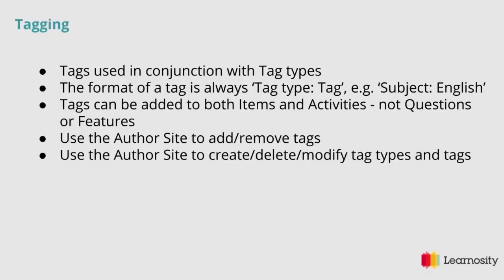So in Learnosity, we always use tags in the form of tag type and tag. So for example, you wouldn't just have English attached to an item as a tag, you'd have subject English. Subject is the tag type and English would be the tag. And as I mentioned, tags can be added to items, but they can also be added to activities. You wouldn't tag questions or features, you just tag items.